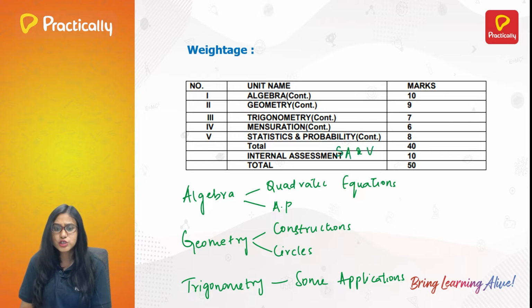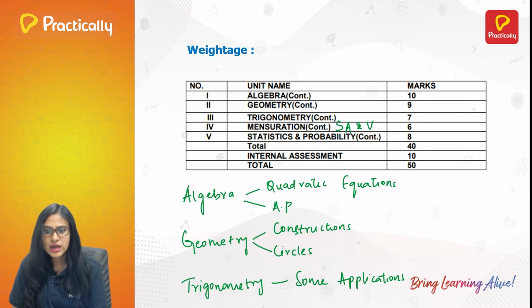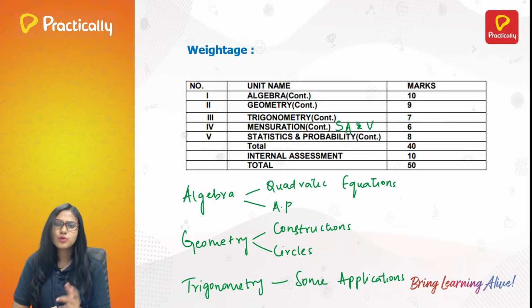Next comes mensuration. In mensuration, it is surface area and volume and it comprises 6 marks. So the weightage is good, right? One chapter you prepare, you'll be getting 6 marks. Good. Same goes with some applications of trigonometry as well. If you study that one chapter and you know all the trigonometric ratios, you would be easily scoring 7 marks.